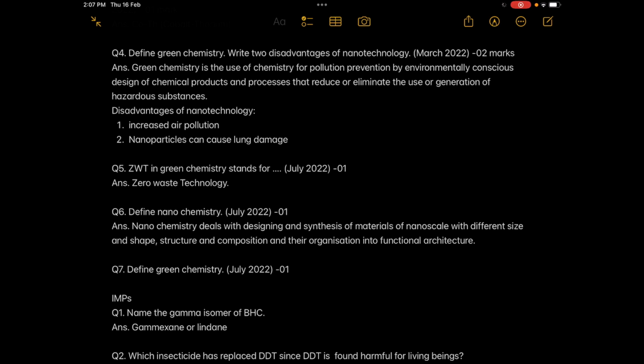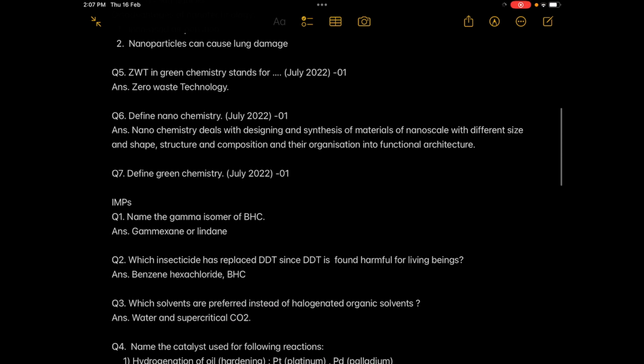Now, we have to write down 2 disadvantages also. So, the question total carries 2 marks. 1 mark is for the definition of green chemistry and the other 1 mark is for writing the disadvantages of nanotechnology. So there are 2 disadvantages. One is increased air pollution and linked to it we have the other disadvantage, that is the lung gets damaged because of the nanoparticles which are produced due to nanotechnology. Let's move on to the next one.